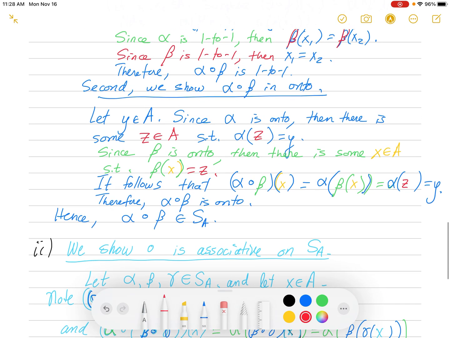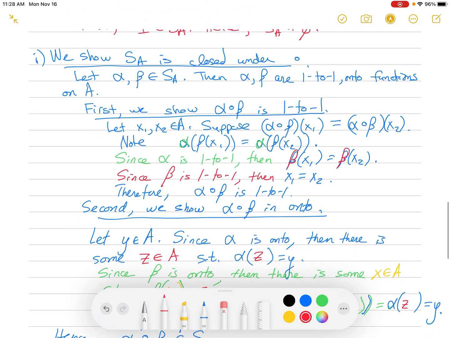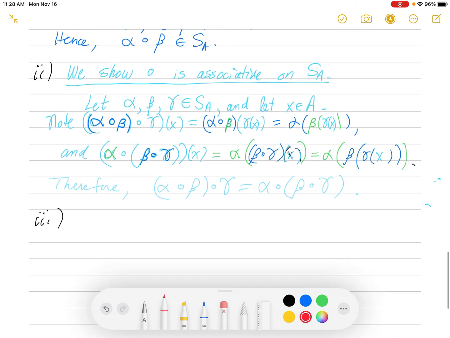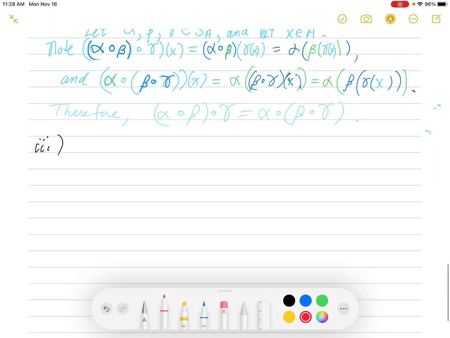What else do we have to show? We've shown non-empty. We've shown closure under the operation. We've shown associativity of the operation. We have to show there's an identity element. We show SA has an identity element.